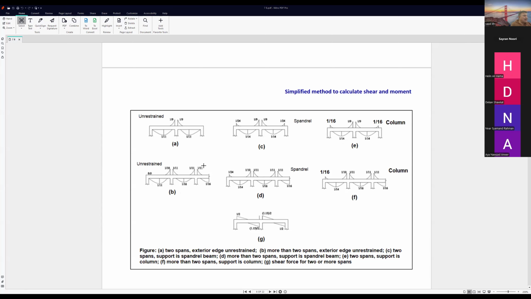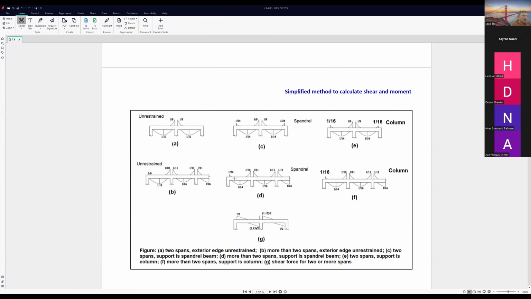What about unrestrained? What's the difference between A and B? You know what's the difference? A is 2 span, B is more than 2 span. So here it will be 0 like this. 1 over 11 is the same, but instead of 1 over 9 it will be 1 over 10, WL square over 10, WL square over 11, WL square over 16, WL square over 11, then WL square over 11, WL square over 16, and it will be continuous like this.